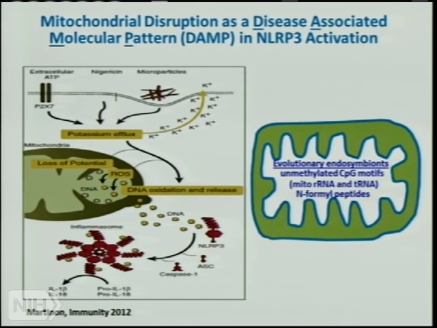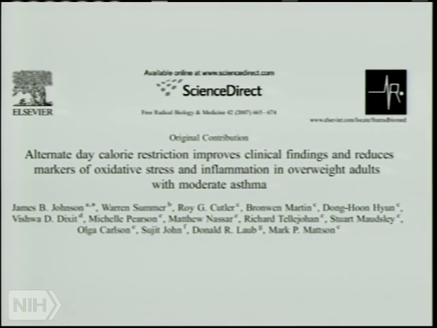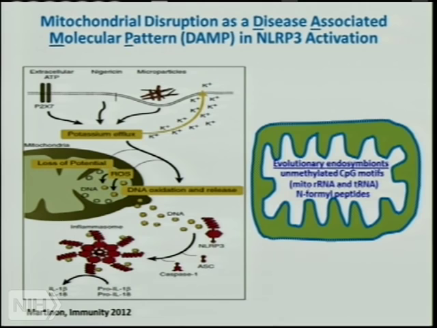At the same time, other people have shown or suggested, because of the symbiotic hypothesis of mitochondria being bacteria, something that either Wynne or Richard alluded to, that their DNA is slightly different to nuclear DNA, and that you have these unmethylated CpG motifs, and mitochondrial RNA and tRNA generate N-formyl peptides. And these peptides and these motifs in their own right act as DAMPs to drive the NLRP3 inflammasome. So this was what made us interested in the inflammasome.